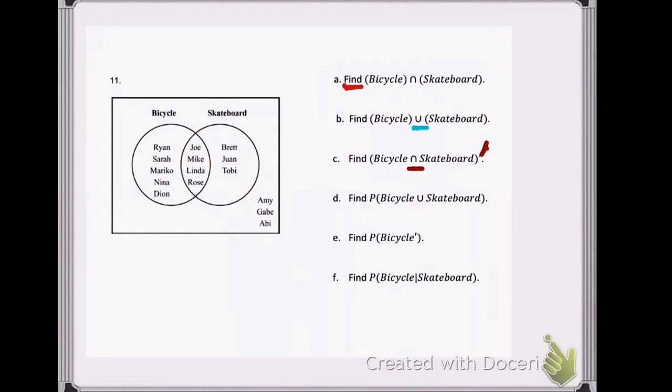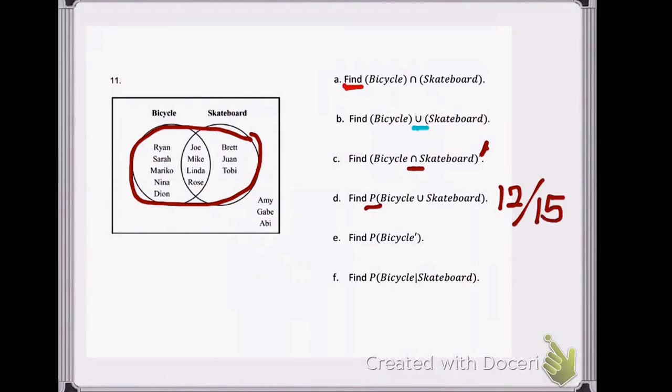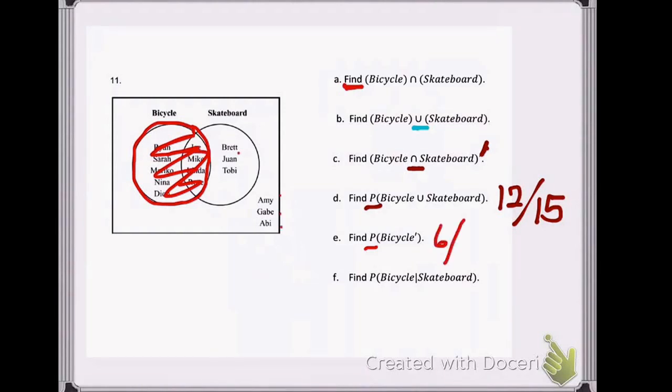All right, next they want you to find P for probability of bicycle, union, skateboard. So when I count all the people in the union, that gives me 12 people out of a total of 15. The next part wants me to find P for probability, bicycle prime. So these are all my people in my bicycles. But it says prime, so I don't want them. So I have 1, 2, 3, 4, 5, 6 people that don't own a bicycle out of 15.